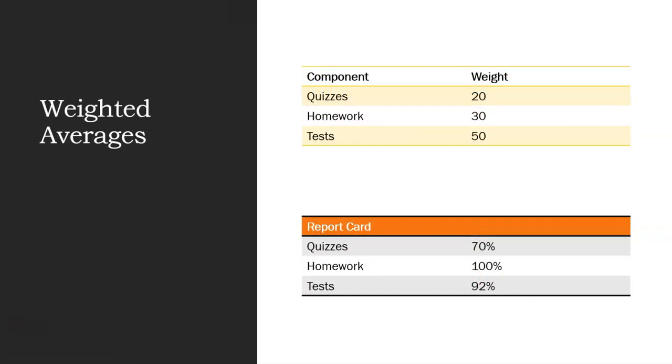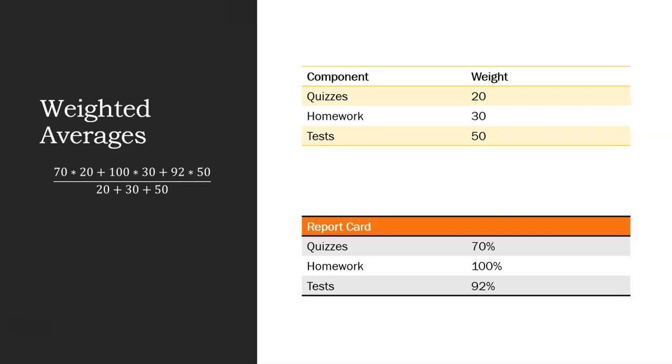Another kind of average would be a weighted average. So if you are taking classes and you have a weighted course load, so let's say your quizzes are worth 20% of your grade, your homework is 30% of your grade, your tests are 50%, and then you receive your report cards. So you got 70% for quizzes, 100 for your homework, and 92 on your test, but you don't know what your overall grade is for the class.